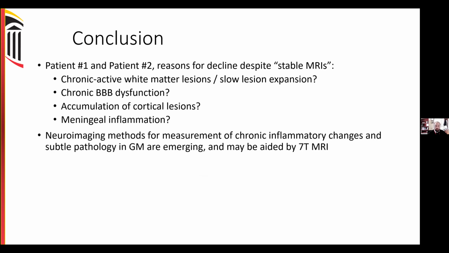So we think perhaps that neuroimaging methods for measuring these kinds of chronic inflammatory changes and more subtle pathology within the gray matter are emerging and may be aided by 7T MRI. And these methods may help to redefine what it actually means to be stable for a patient with multiple sclerosis.